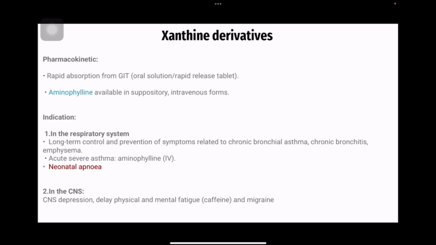While in the CNS, as I say, xanthine derivatives cause vasoconstriction of cerebral vessels, used in migraine cases, and cause CNS stimulation and delay physical and mental fatigue. In this case, we use caffeine for CNS stimulation and to increase activity.